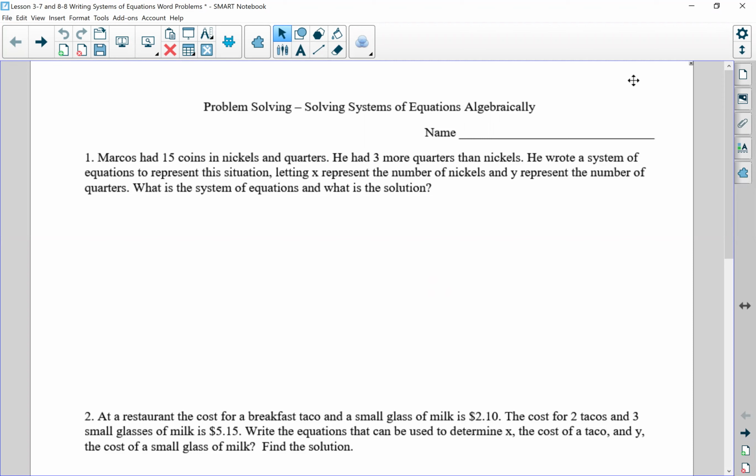Now, if you did them slightly differently, if you solved for a different variable than I did, as long as you're getting the correct answer and you're showing all your work, you're in good shape. Okay, let's look at this first one.